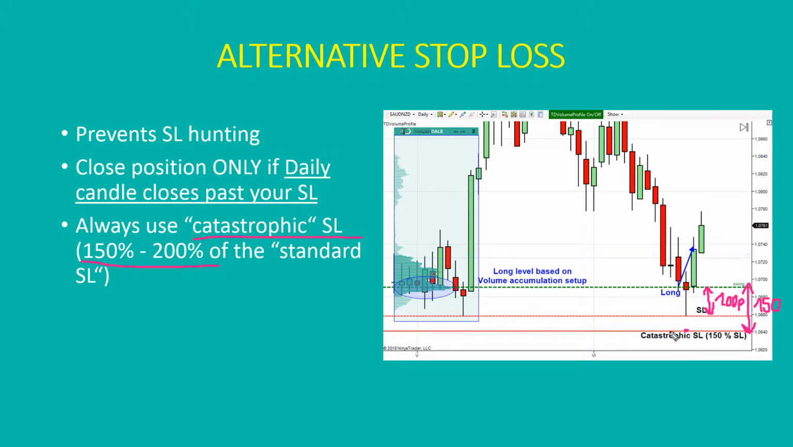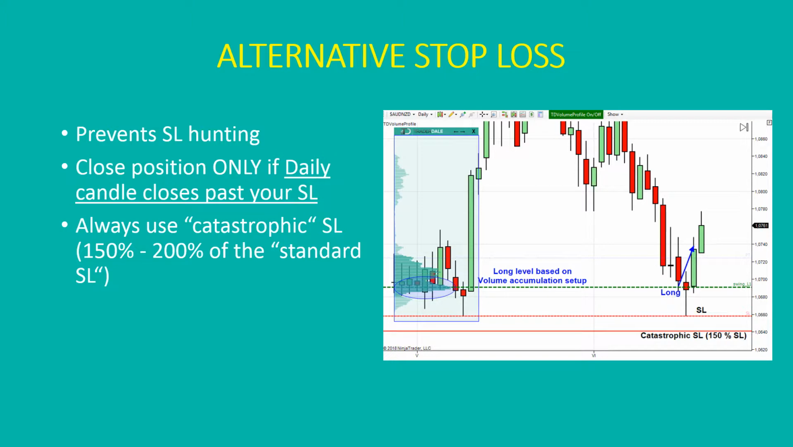You need to set this catastrophic stop loss into your platform. That's why it's called catastrophic. So no matter what happens, you always know what the worst case scenario is. But a lot of times it just happens that the price hits the normal stop loss only to return to the entry point and into a full profit target.